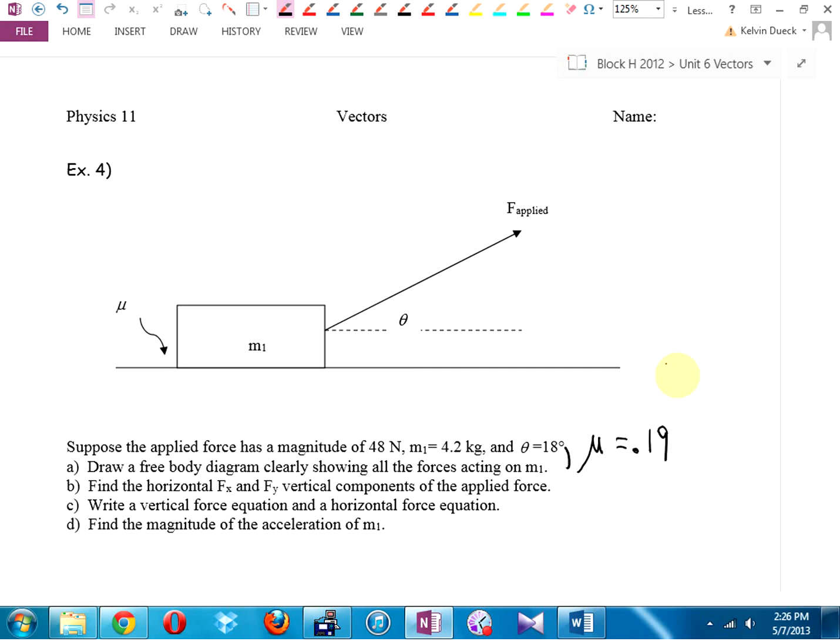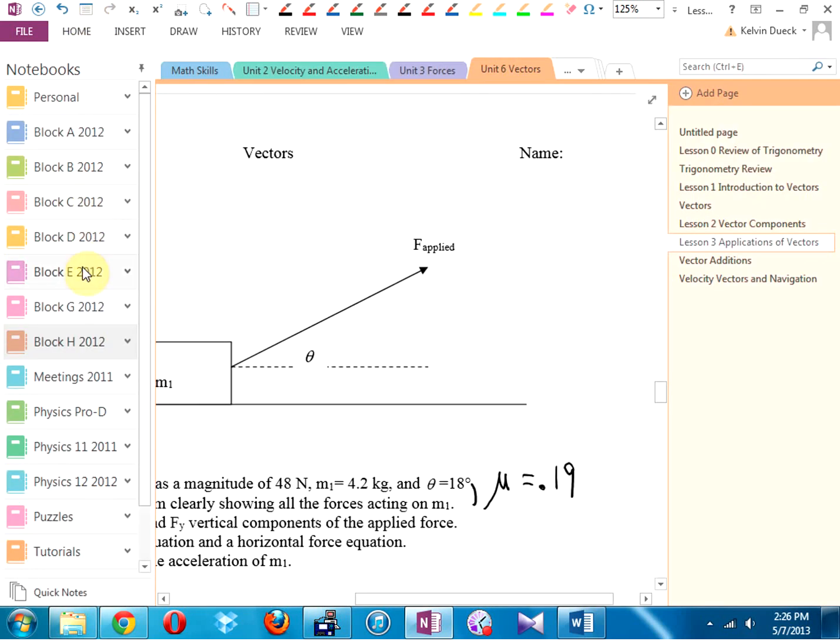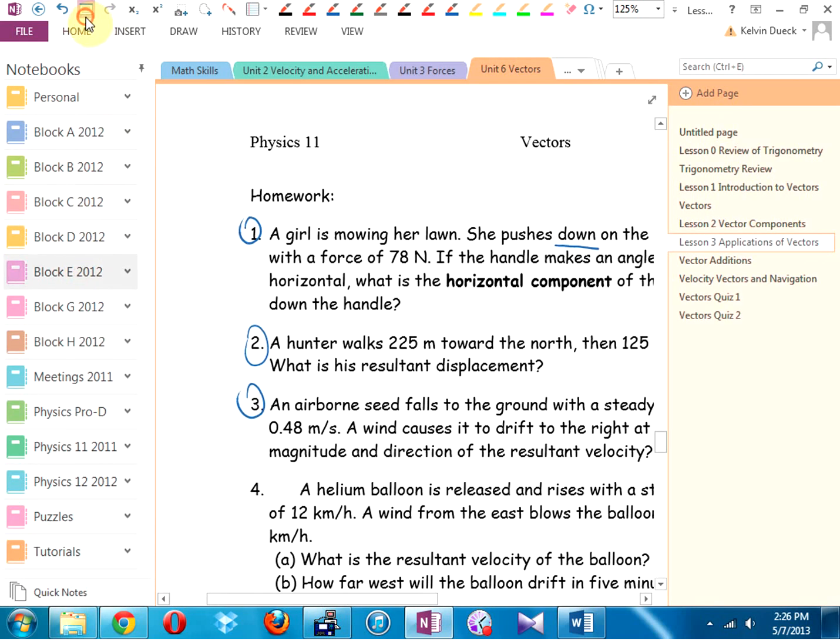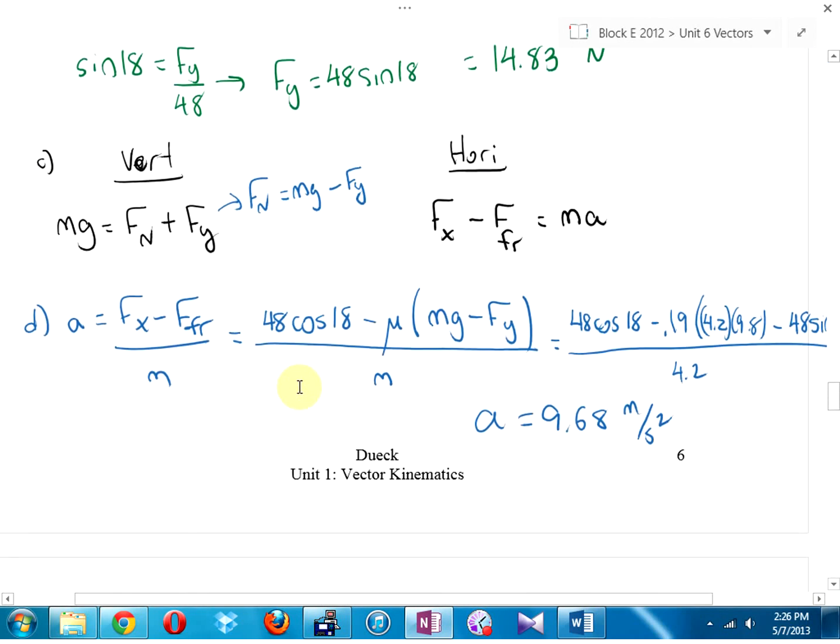This is the same question we just did. I'm not going to do it. I did it with my block E's, but I think it was overkill. If you want to try it, I can tell you the answer to the acceleration, because if you get the acceleration right, you must have got everything else. So if you want to try this just for practice, the answer to the acceleration was 9.68.